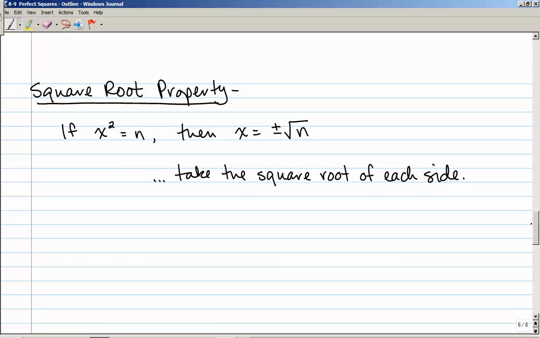Now, the square root property is another way to solve a quadratic equation. Just to remind you, if x squared is equal to n, if x squared equals some number, then x is equal to the positive or negative square root of n. Basically what we're doing is taking the square root of each side. The square root cancels out a squared, and when we do it on the right hand side, we need to add this plus or minus.